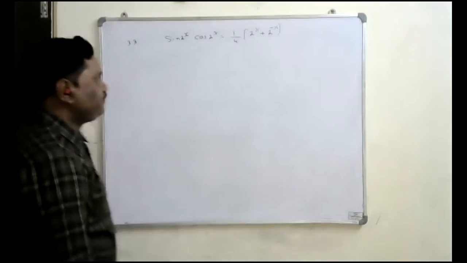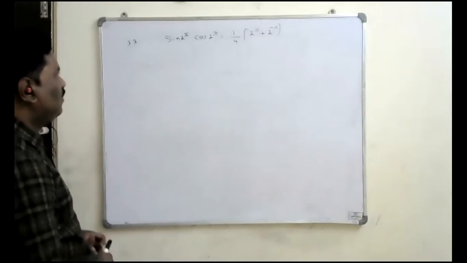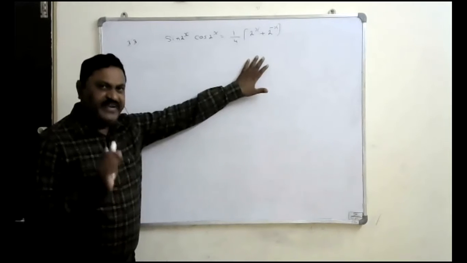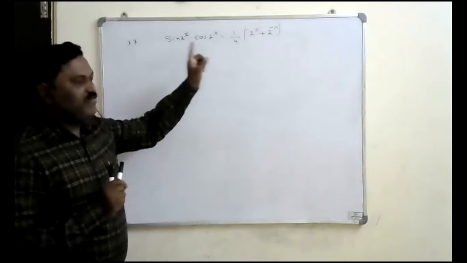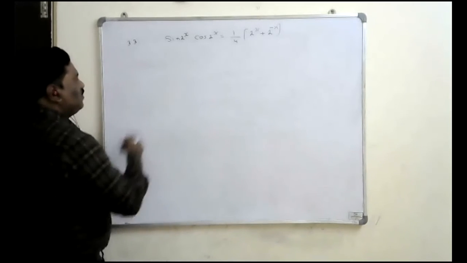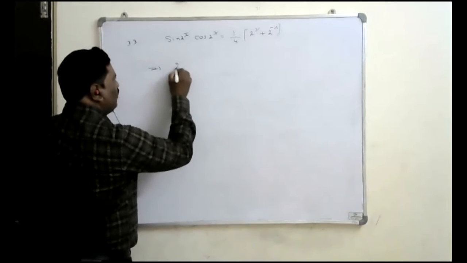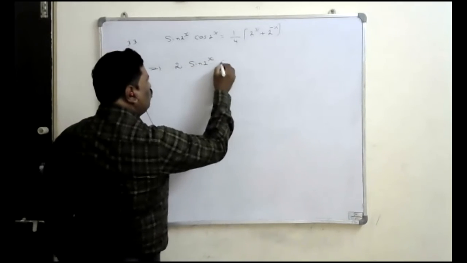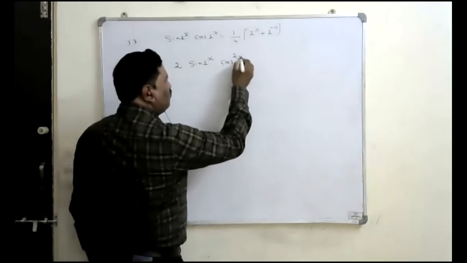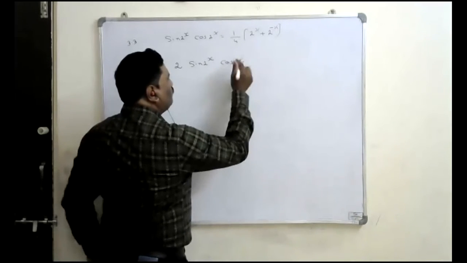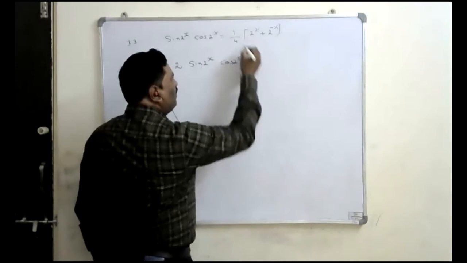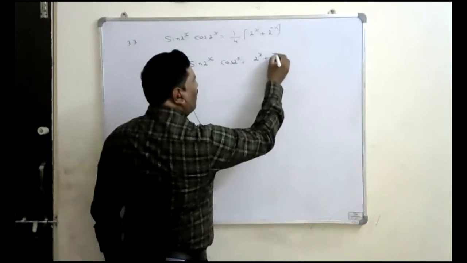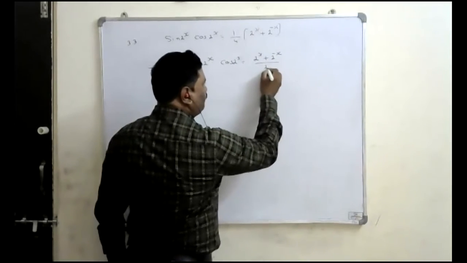Just observe here. First, what we will do is, on both the sides, I will multiply by 2. If you multiply by 2, we are getting 2 into sine 2 power x into cos 2 power x is equal to, multiplying by 2, it becomes 1 by 2, so it becomes 2 power x plus 2 power minus x by 2.